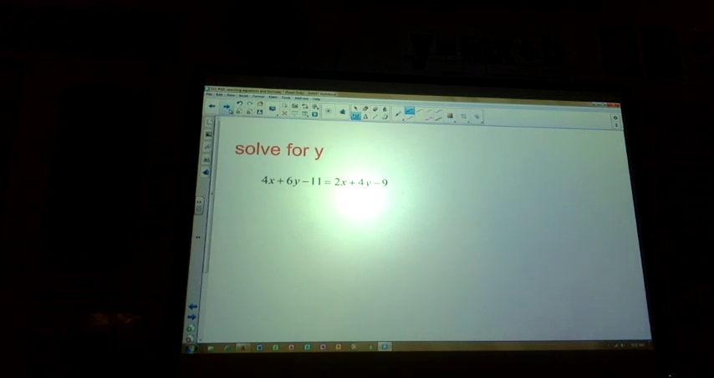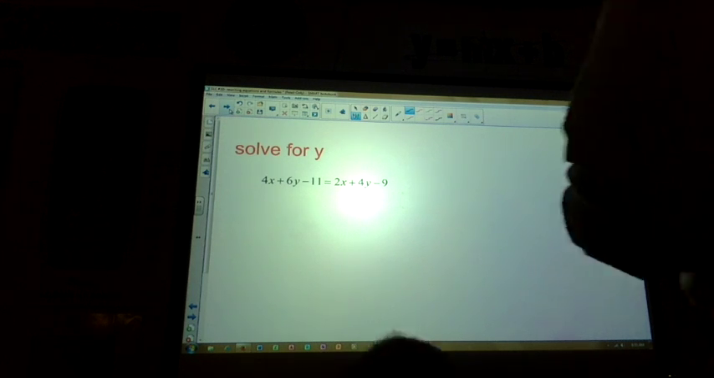No. What about that right side? I have 2x, 4y, and negative 9. Is there any like terms over there? No. So I have no like terms, I agree. Sometimes they're on one side or the other. So I have nothing on one side that I have to combine right away. So let's see what we could do here.